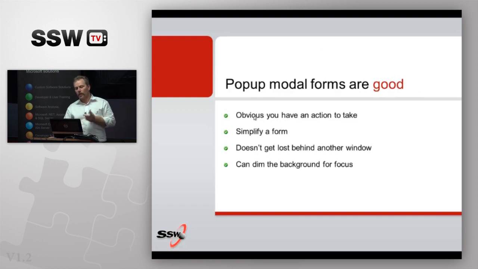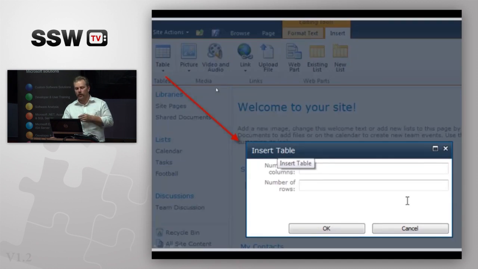So try to be aware that they're not always bad. They make things obvious. They simplify a form. They don't get lost. And you can dim the background. Here is an example in SharePoint that I like. I click table, and this comes up.